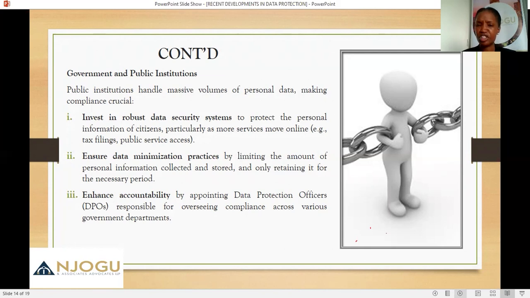Two, ensure data minimization practices, as limited as it can be. Straight to the point. Why do I need your data? I need your number so that I can call you, in case of this and this. Speak straight to the point, by limiting the amount of personal information collected and stored, only retaining it for the necessary period. I mean, they need to erase that. And the government, the old system, they need to do a lot of data impact assessment. Three, enhance accountability by appointing a data protection officer responsible for overseeing compliance across the various government departments.